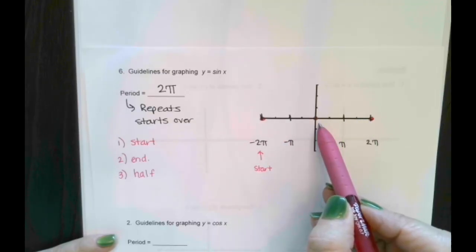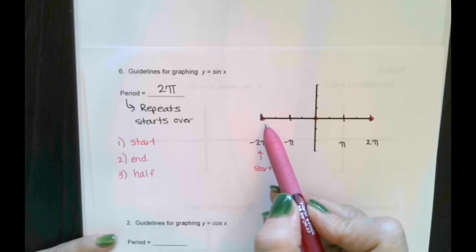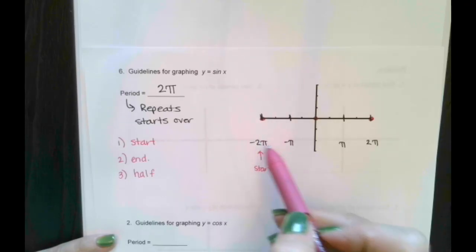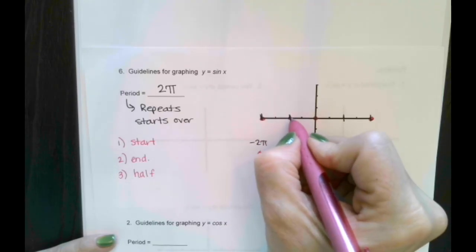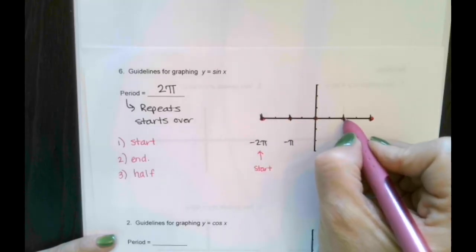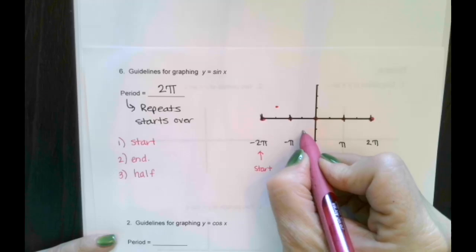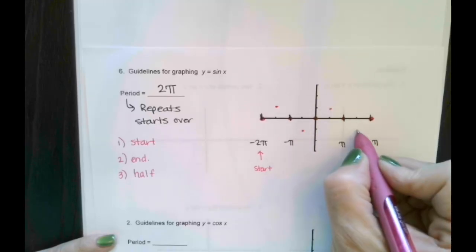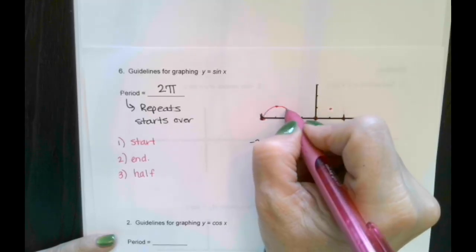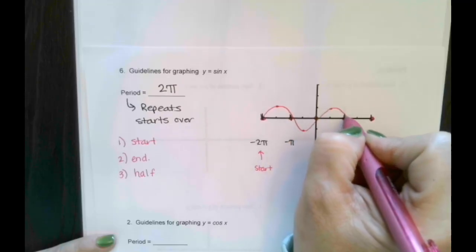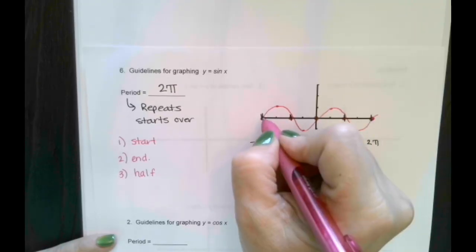So I have my start, I have my end, I have my halfway point. And now as I have this, I can look at every 2 pi. So I have my pi, this is a 2 pi, so I know this is an ending and this is an ending right here. So I'm going to go up and then down and then up and then down. And when I connect these dots, it's going to look like this.